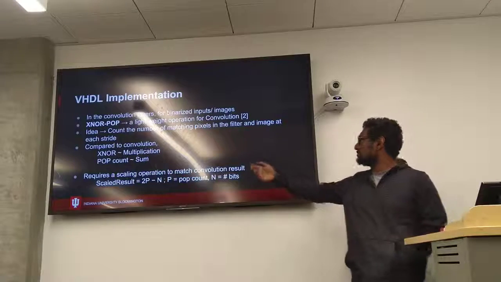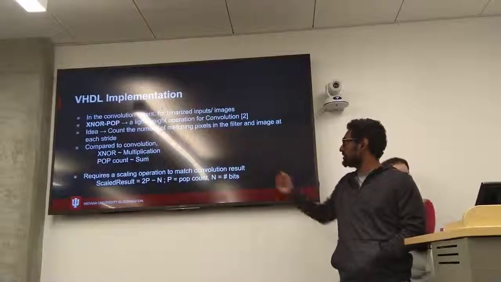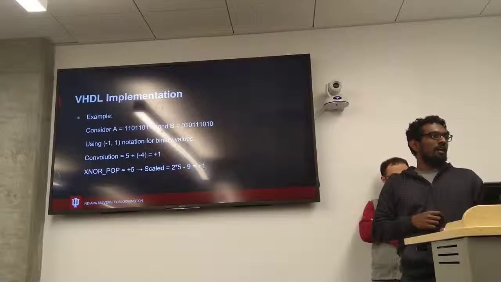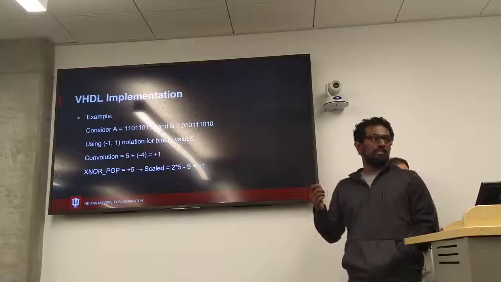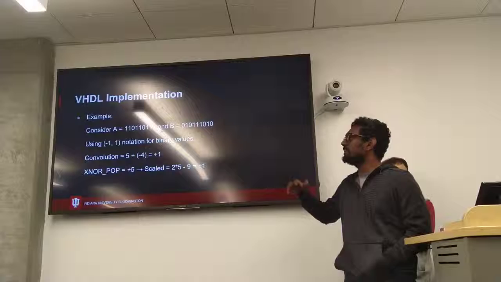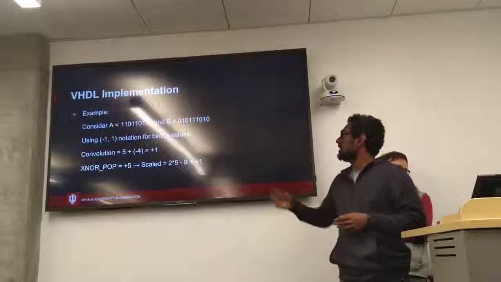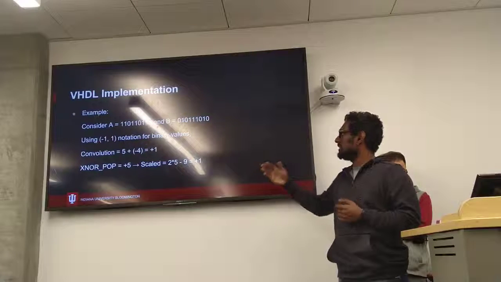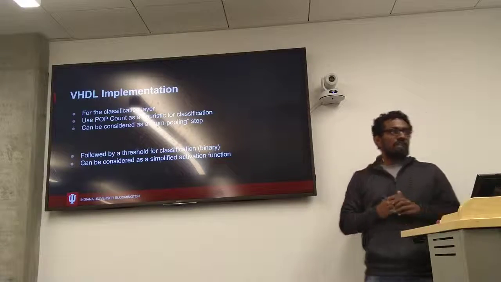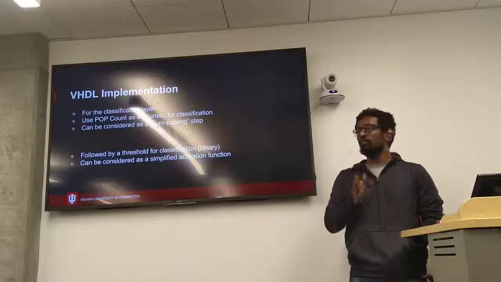That will be in the form of 2p minus n for the scaled result, where p is the popcount from the operation and n is the number of bits in the filter. This is just a small example to demonstrate how the scaling operation gives you a similar result to the binarized two binary vectors. It will give more or less the same result if we use that scaling operation at the end. So that is how XNOR-popcount would be used for the first convolution layer.